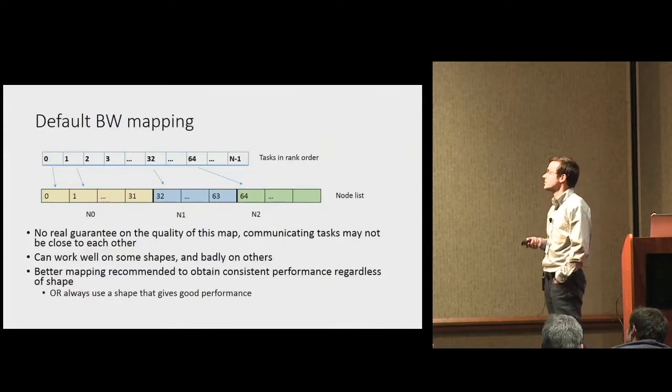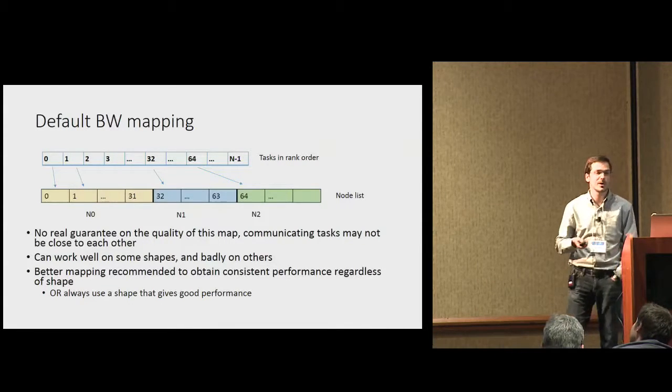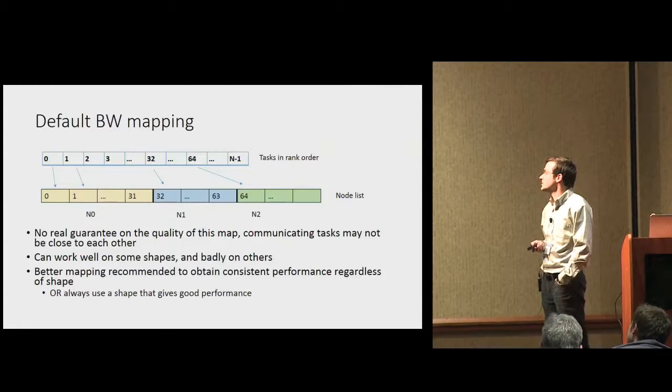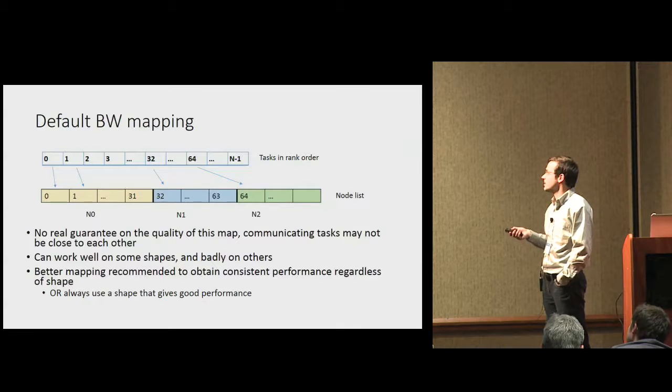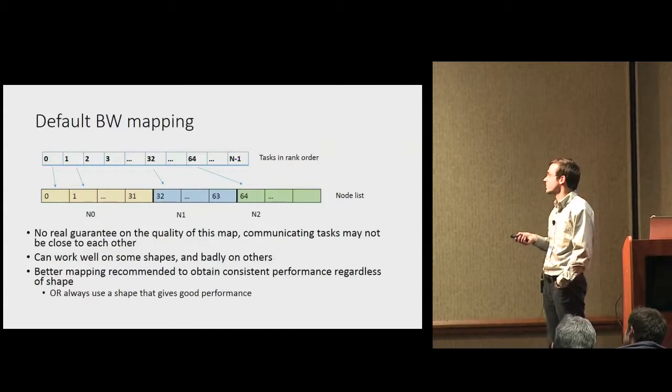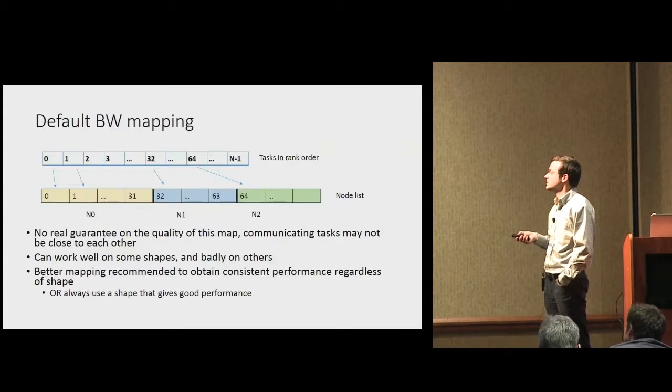Okay, so some of you may be wondering, so what kind of mapping does Blue Waters do if I don't do anything about it? So basically what happens is you have your tasks in rank order, and Blue Waters has a node list, which I think is obtained with a space filling curve. I don't know exactly the properties of this list, so maybe it's possible that two nodes that are closest in this list are close in the topology, I'm not sure. But anyway, it's just a direct mapping of the tasks by rank order to the processors.